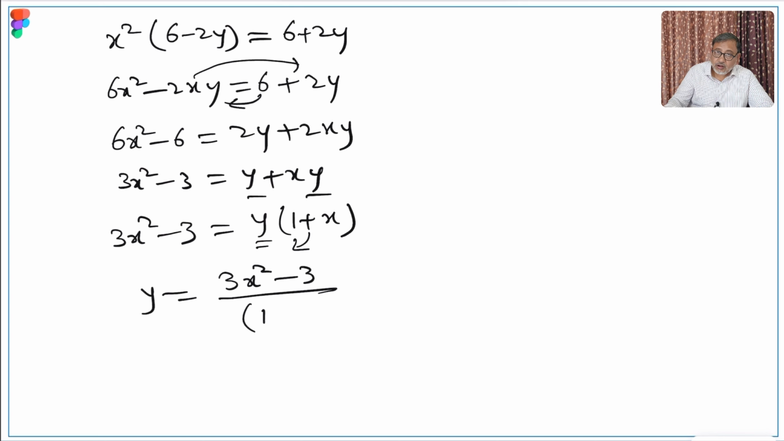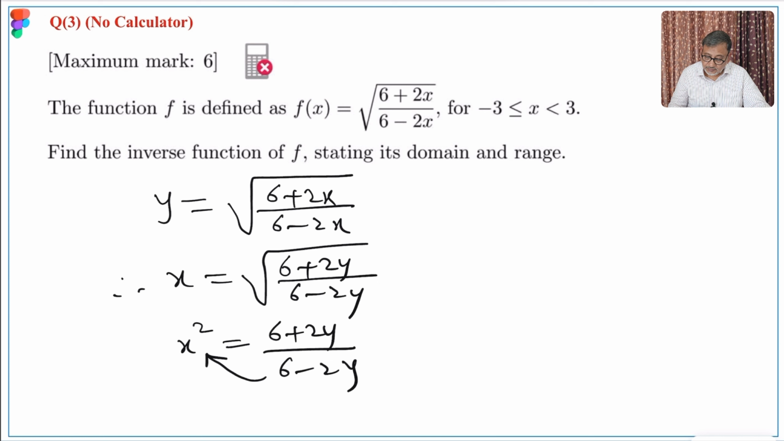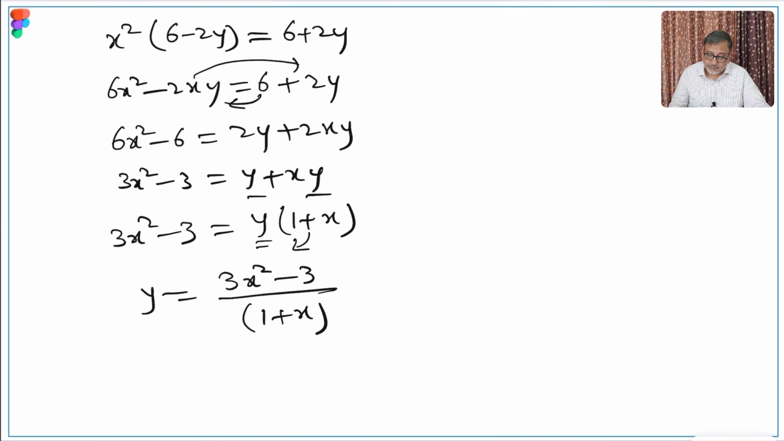Okay. Or you can write x plus 1 also. 1 plus x or x plus 1. Right. Let me check. Oh, here it was x square, sorry. I should write x square here, x square here, x square here, x square here. So 1 plus x square, okay. Yeah, it will be in the denominator. 1 plus x square will be in the denominator.